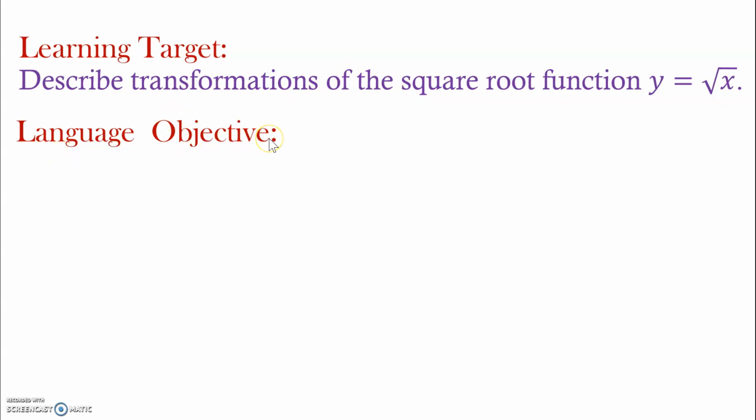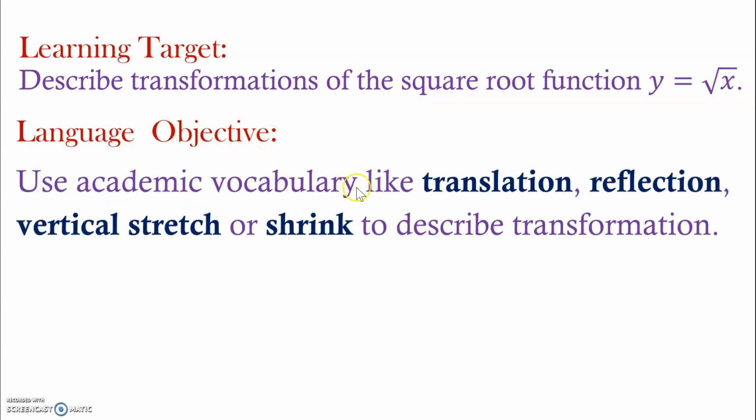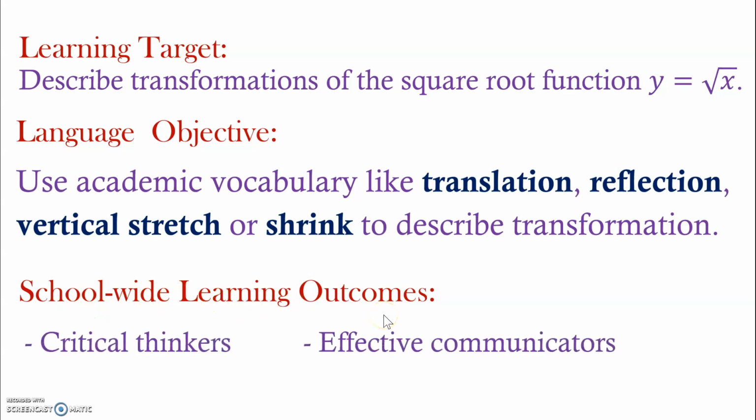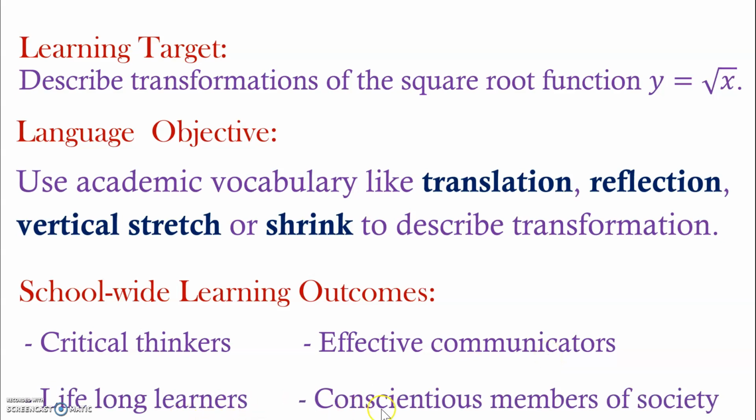Language objective: use academic vocabulary like translation, reflection, vertical stretch, or shrink to describe transformation. School-wide learning outcomes: critical thinkers, effective communicators, lifelong learners, and conscientious members of society.